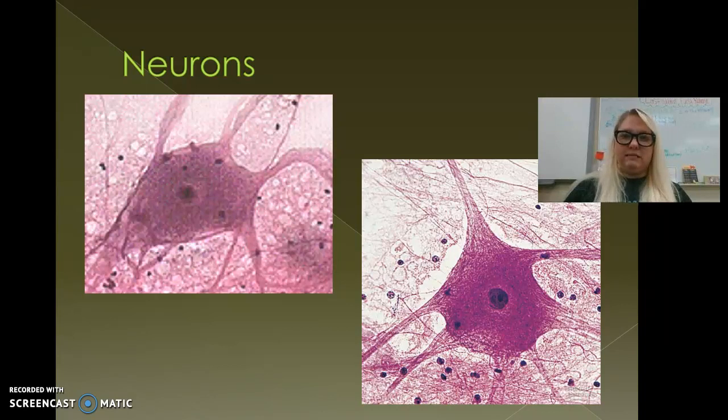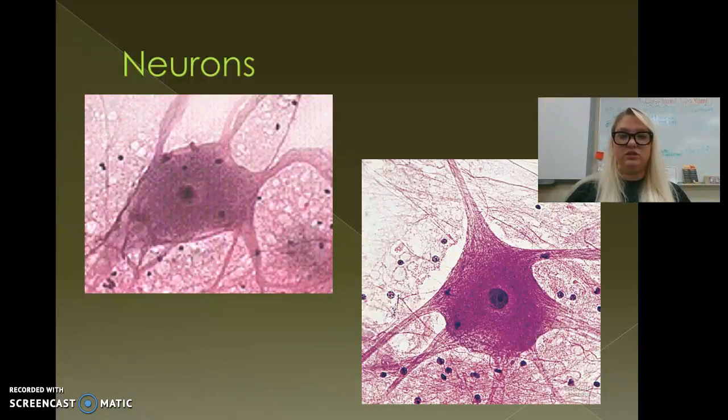So the nervous system is your brain, your spinal cord, and then all the nerves in your limbs. And the main cell type in this tissue are neurons. And the main function of a neuron is to transmit electrical messages. Really, your body is kind of like a battery. You have an electrical current running through it at all times because of these cells.